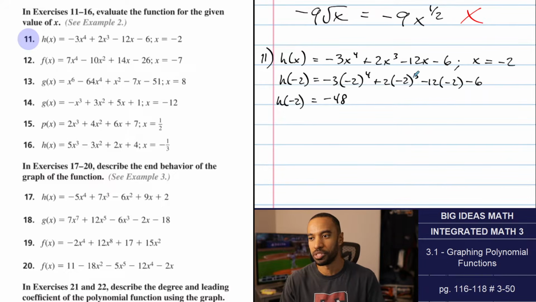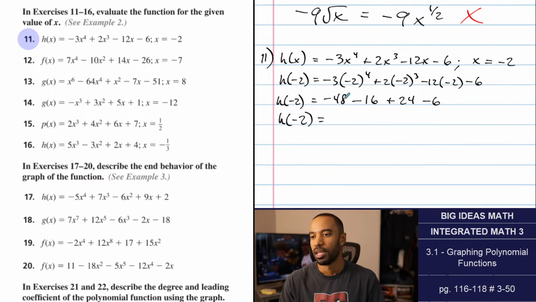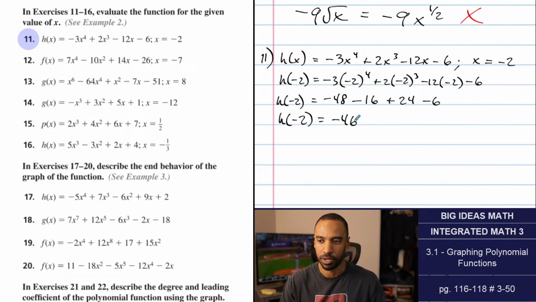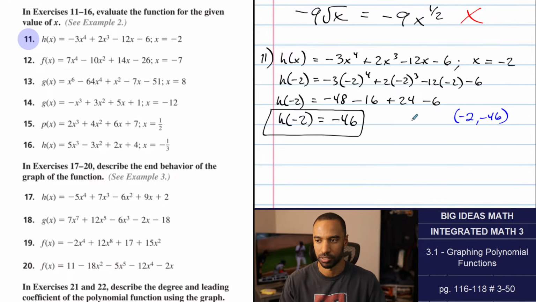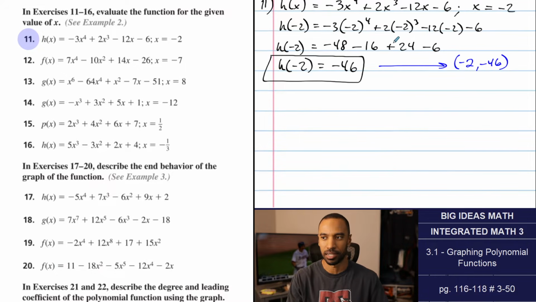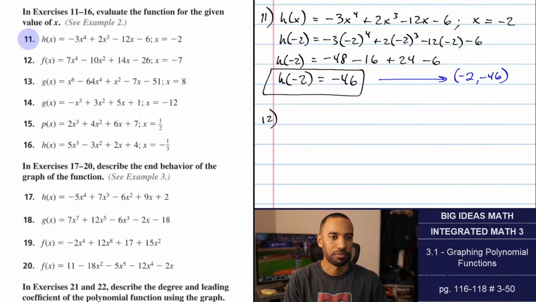Anyway, -2 cubed is -8, times 2 is -16. -12 times -2 is positive 24, and then we got a -6. We got a -6, people. -48 minus 16 is -64, plus 24 is -40, minus 6 is -46. H of -2 is -46. That is us evaluating the function. To remind you what this means, and not that it matters for these problems, but it will for graphing, it means there's a point on your graph that's -2, -46. Okay, that is its meaning. That's what we did. Substitution of one value in x to get a y. Okay, number 12.